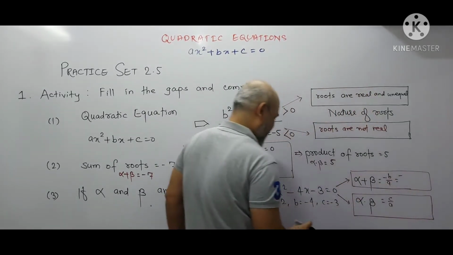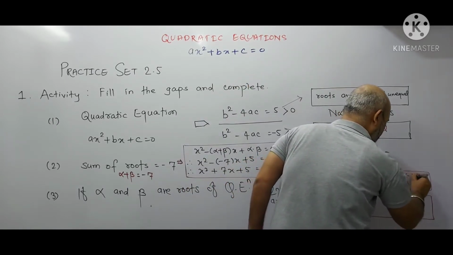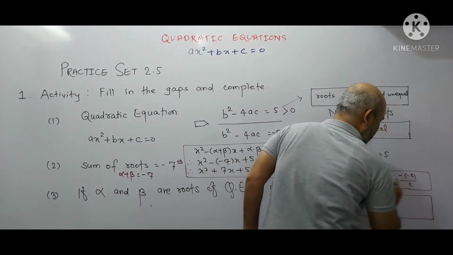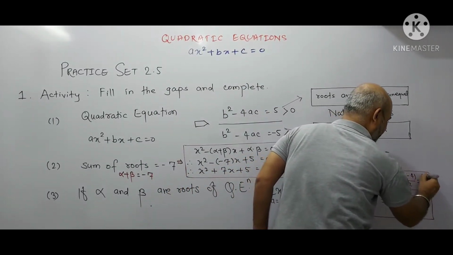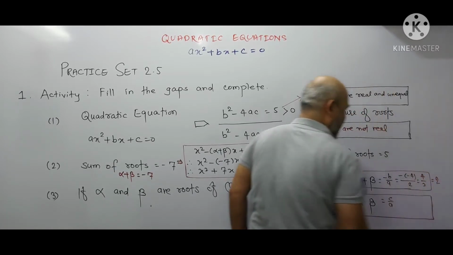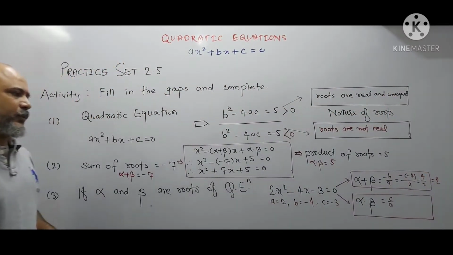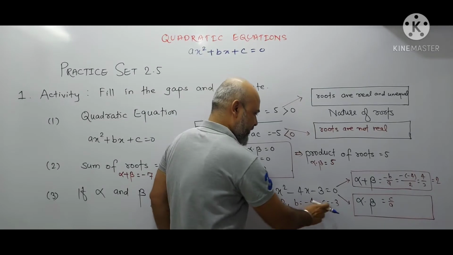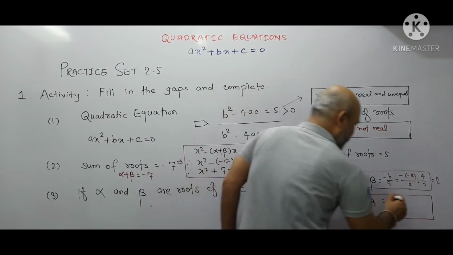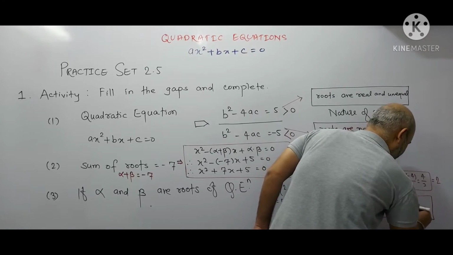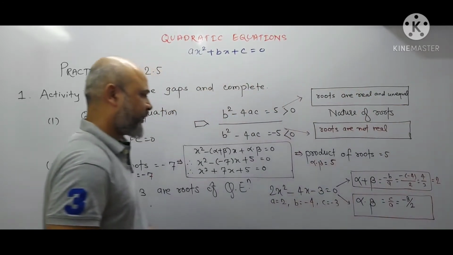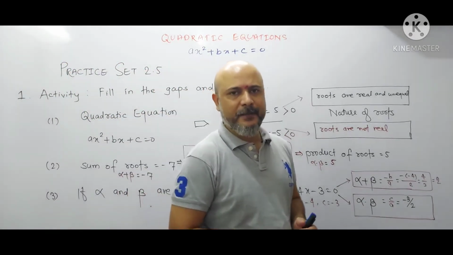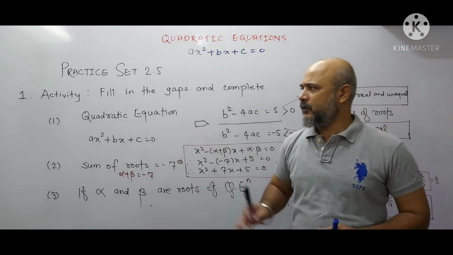Now we'll find the value of alpha plus beta, that is minus b by a. So minus, what is b? b is minus 4 divided by a is 2. So this will be what? This minus minus becomes plus, this will be 4 upon 2, so this is equal to 2. Okay, 4 divided by 2 is 2. Now we'll find the value of alpha into beta, that is c by a. What is c? c is minus 3 and a is 2, so we will get minus 3 by 2. Okay, so इस प्रकार से करना था आपको very first question of practice set 2.5 which is based on activity.